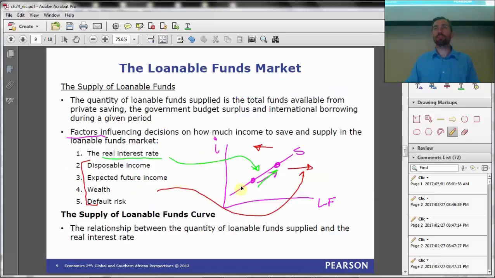We then have the supply of loanable funds curve. The supply of loanable funds curve has an upward sloping relationship. In other words, when the interest rate increases, the quantity of loanable funds supplied increases. So the relationships that we're interested in here are the real interest rate, disposable income, expected income, wealth, as well as risk generally. A change in the real interest rate is going to cause a movement along our supply curve. A shift in any one of these other factors is going to cause a shift in the entire curve, in other words, a shift in the curve left or right.